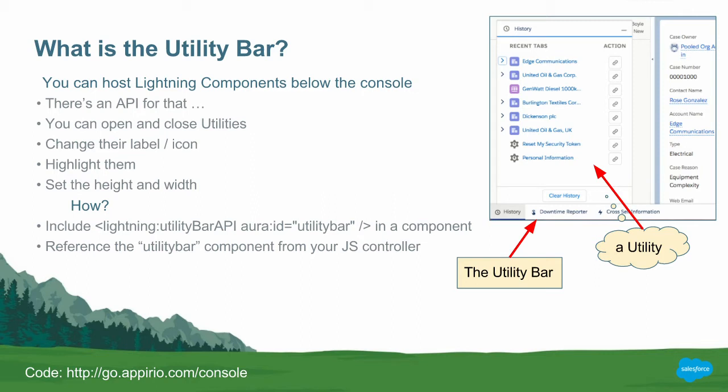Very similar to the Workspace API, you can use the utility bar API, that Lightning utility bar API tag. Once you add that to your component, you now have the ability to make calls and commands against this API. So I'll show a quick demo.